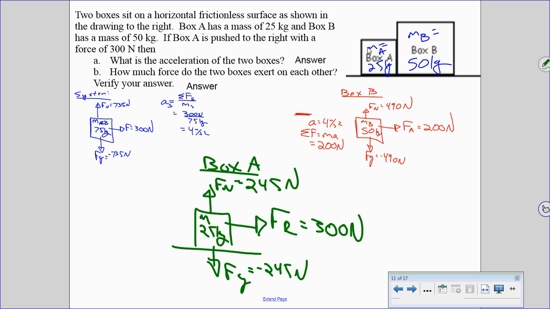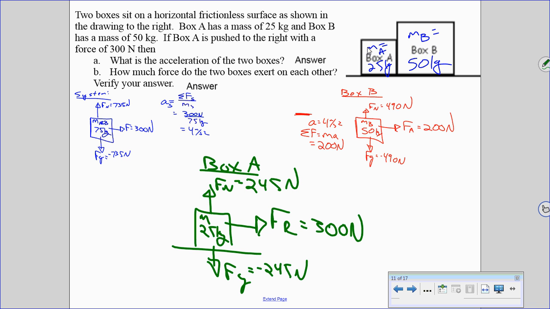Follow? Now, if box A was by itself, this would be it, and the box would accelerate very quickly, because you'd have a net force of 300 acting on 25 kilograms. You'd get an acceleration of, I think, 12 meters per second squared. But it doesn't accelerate that quickly. Why not? Because B's in the way.